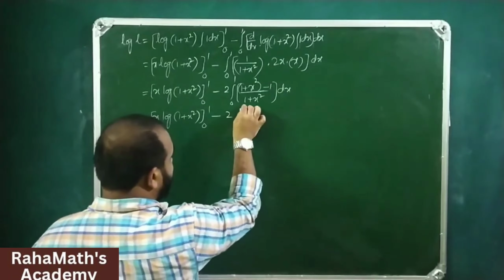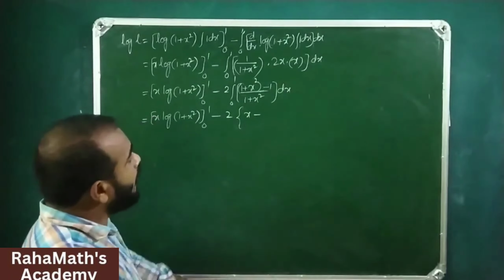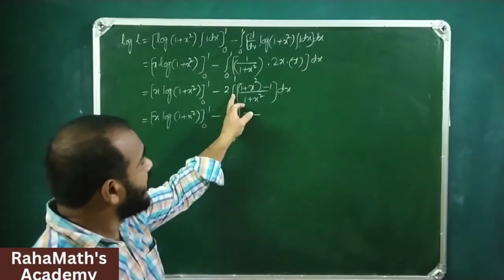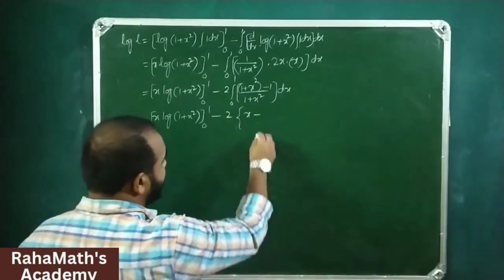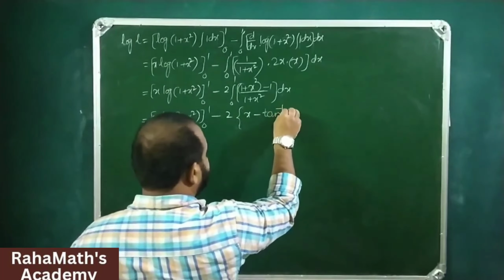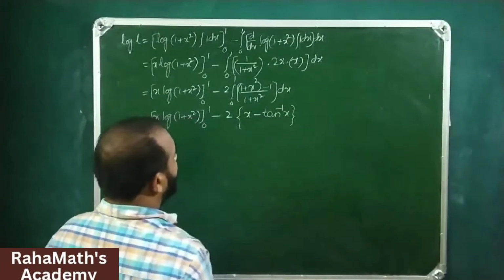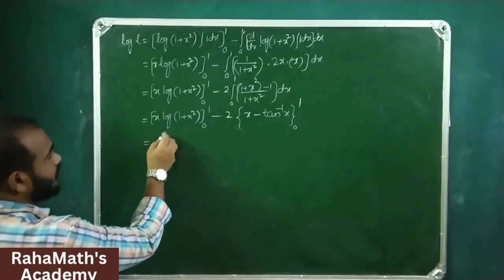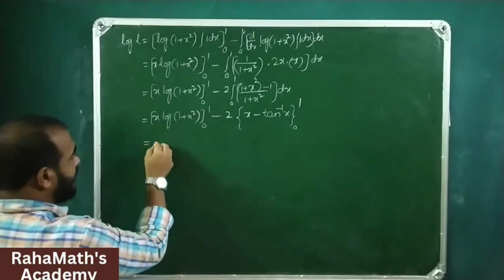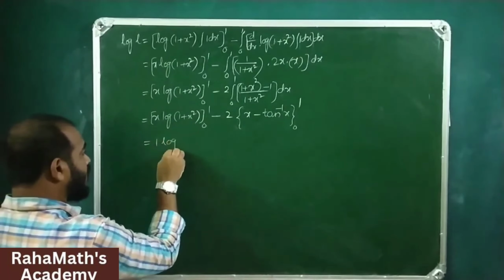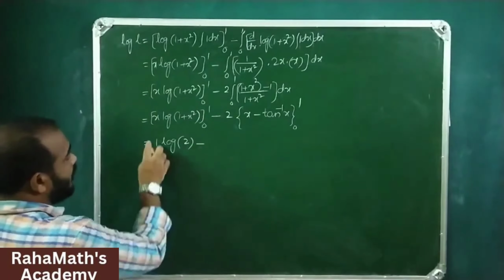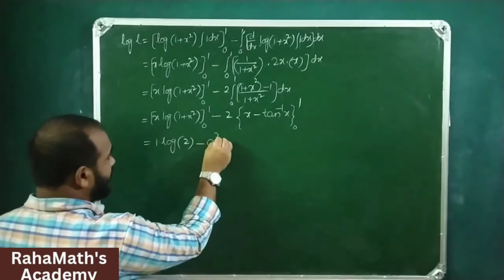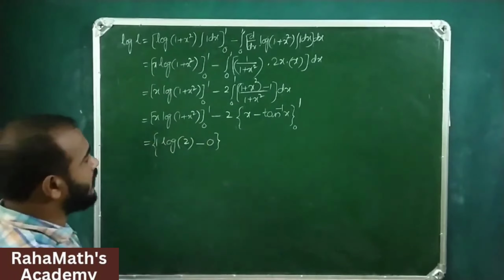Integral 1 dx is x, minus integral 1 by 1 plus x square, which is tan inverse x. So the process is over. Now the limits 0 to 1 are to be written here. Substitute the upper limit: 1 into log of 1 plus 1 square, which is 2, minus the lower limit 0 into something, this is 0. This we have found.